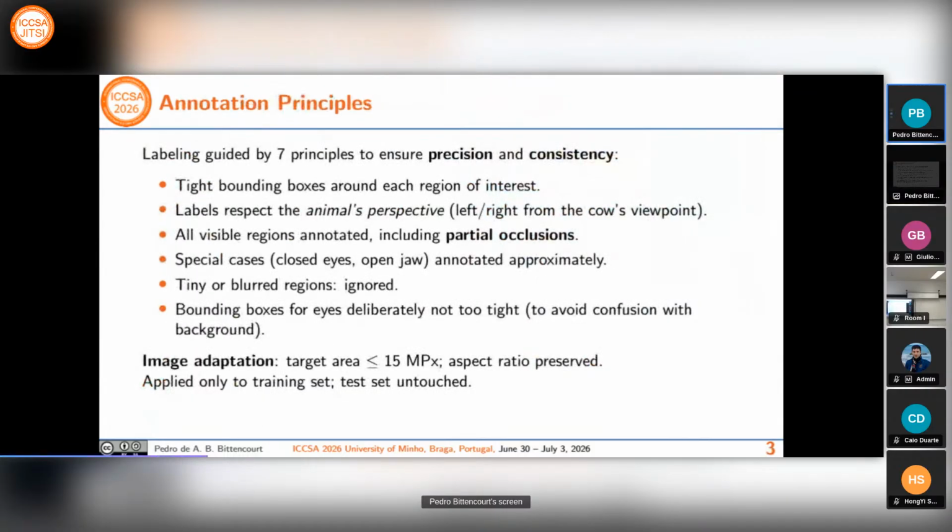Our annotation process follows 7 key principles to ensure precision and consistency. The key ones listed in these slides are tight bounding boxes, labels from the animal's perspective, and a deliberate looseness around eyes to avoid confusion with background. We also applied an image adaptation strategy. Images exceeding 15 megapixels were resized while preserving their aspect ratio, applied only to the training set.